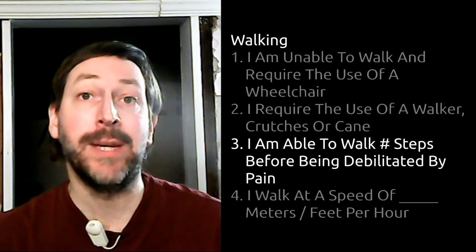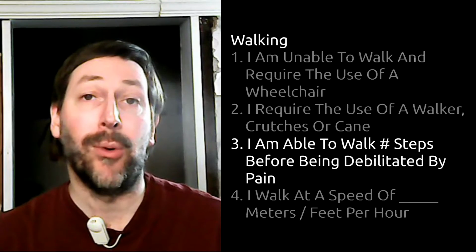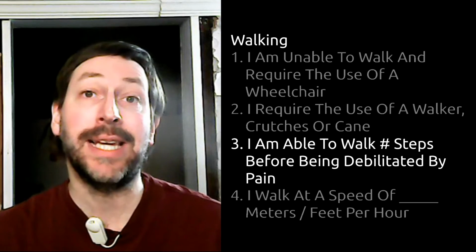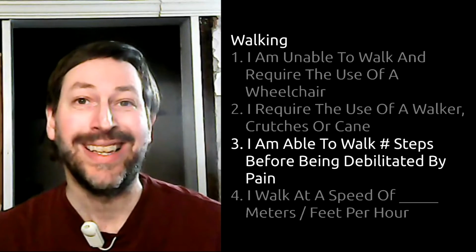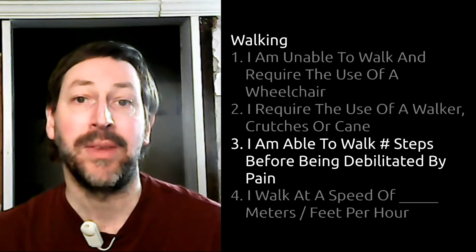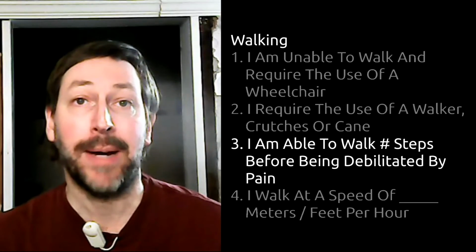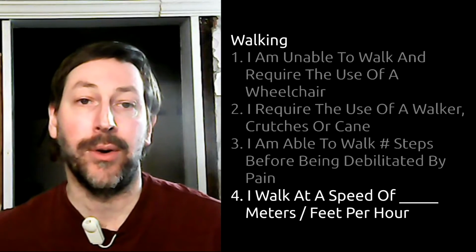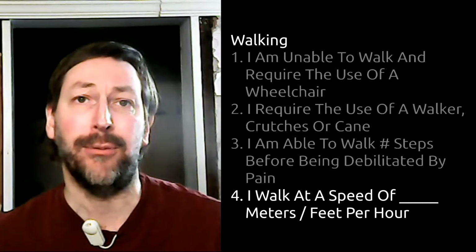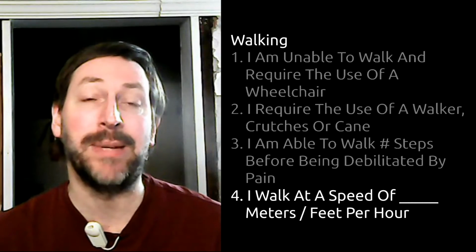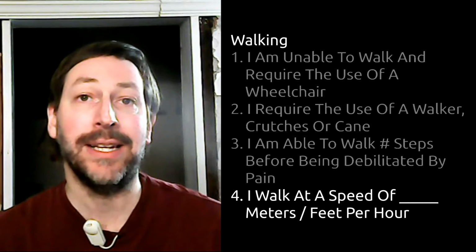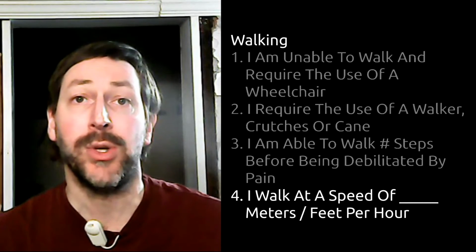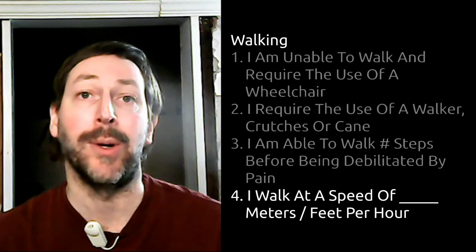Maybe you have limited mobility before you turn to a wheelchair. So you'd be indicating, I'm able to walk this number of steps before I'm debilitated by pain. Or maybe it's that your speed of walking is impeded. So you'd indicate, I'm able to walk at a speed of so many meters or feet per hour.